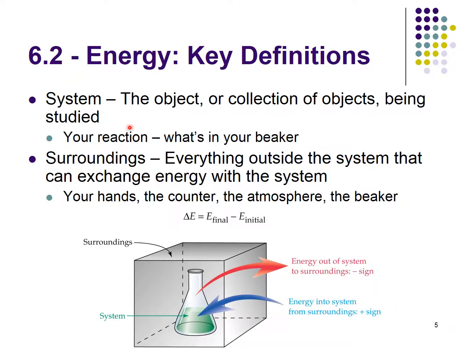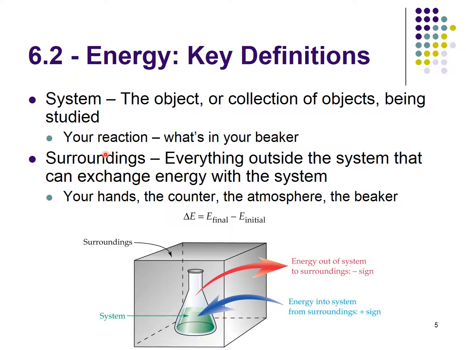Two other important words, system and surroundings. Now, we don't use these a whole lot in this chapter, but they do come up a lot in Chem 1B, and they'll come up a lot when you take physics. The system is whatever we care about, so generally it's our reaction. The surroundings is everything else, so the beaker itself, your hands, the counter, the people around you. We have to take those into account, because if you're holding onto your beaker, you could be warming that beaker up.